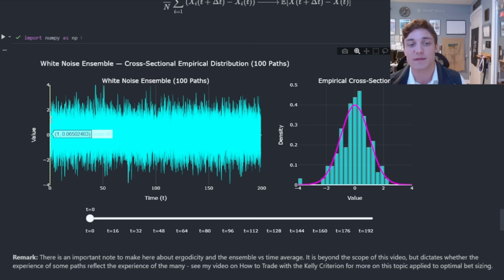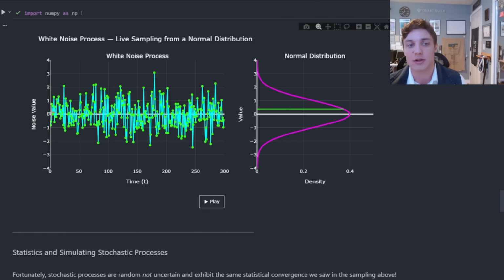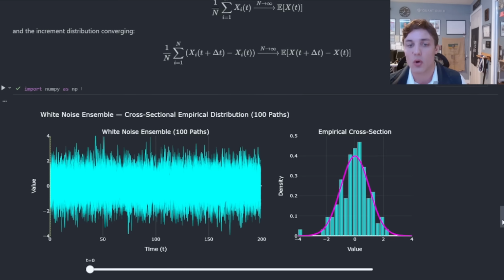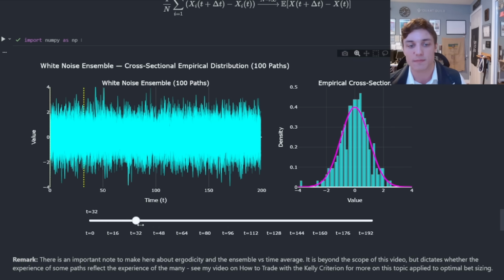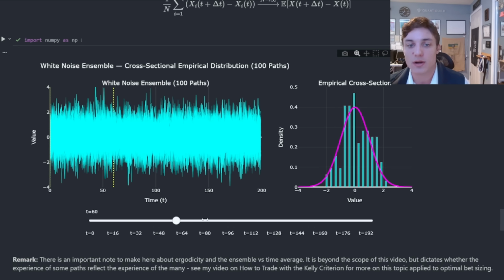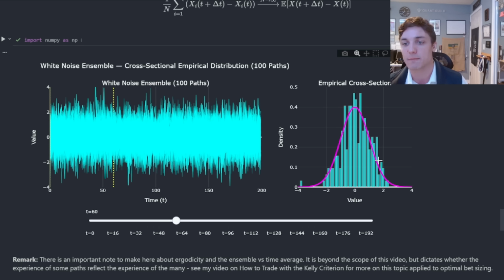What I've done here is I've simulated a whole bunch of paths. Above, I just simulated one, and each step is a normal distribution. Now I'm looking at not just one sample path, but a whole bunch of sample paths. I have this slider that's going to allow me to observe the distribution at any step in this stochastic process. And what you're going to find is anywhere that I select, you're going to observe an empirical distribution that looks like the theoretical normal one that we saw above.